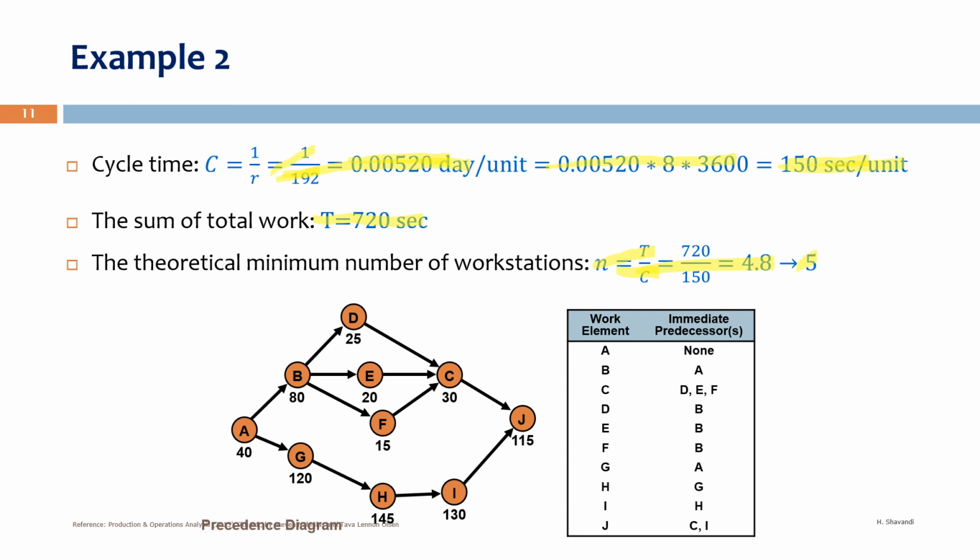Okay, so the next step here is drawing a precedence diagram. So we do have the relationship between the work elements, and so by having that, we can easily draw a diagram to show the precedence relationship between the work elements. Okay, so let's go ahead.